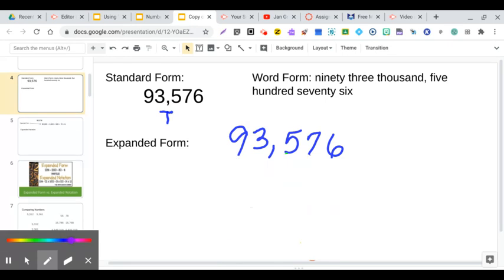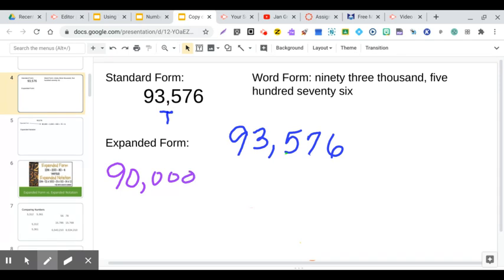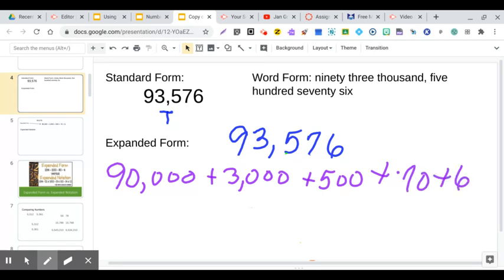Okay, so the way you're going to see this now is instead of an up and down addition sentence, you're going to see it all written out, and I'm going to go very slow. So 90,000 plus 3,000 plus 500 plus 70 plus 6. Now, that's how you're supposed to write it. When you do expanded form, it is supposed to be from the largest place value to the smallest.